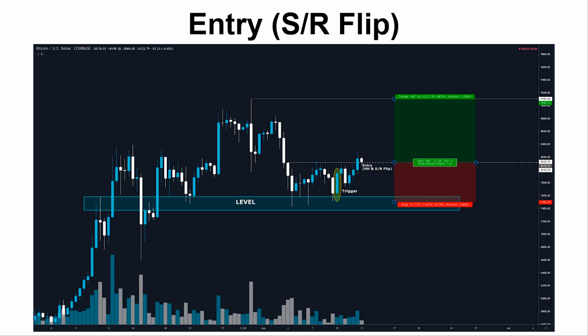We saw price trade and close above this minor resistance level here. So we set limit orders, expecting a potential SR flip in real time. We attempt to go long after we get more confirmation. Here, our entry would be around 8,100, our stop loss just below 7,500, and our same target of 9,100.